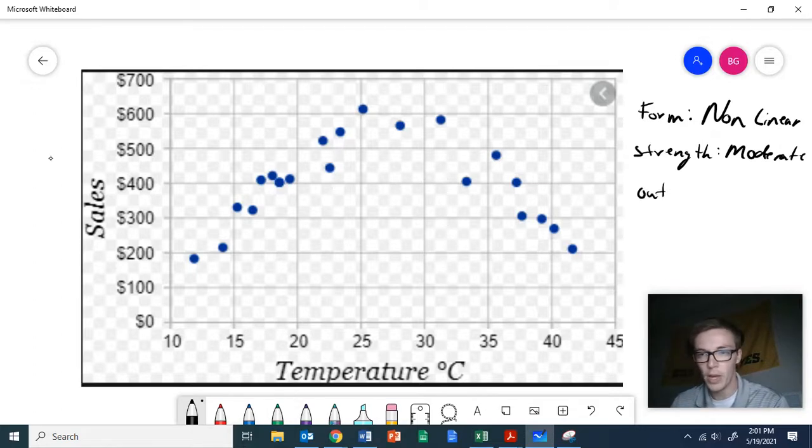And any outliers? Well, there are none. No outliers. All right, if you have any questions, please let us know, as we'll be working on this for another day.